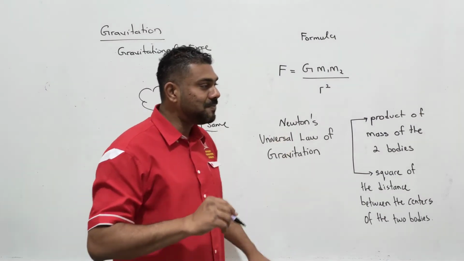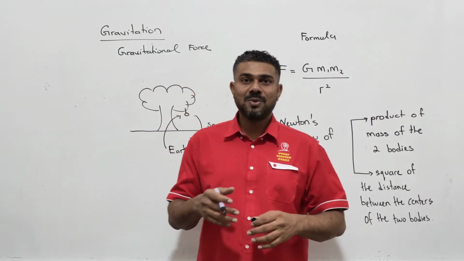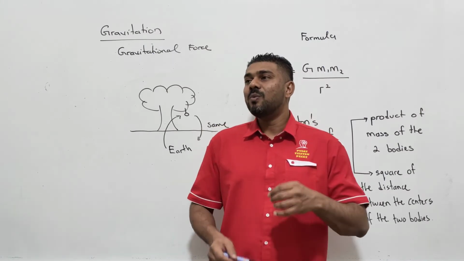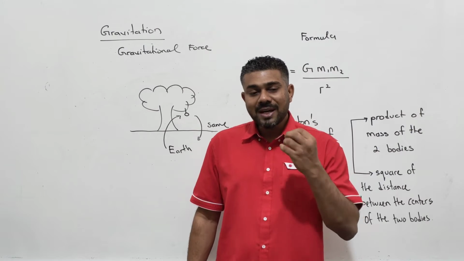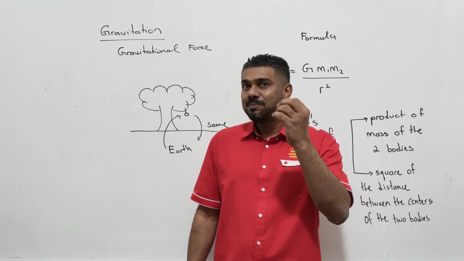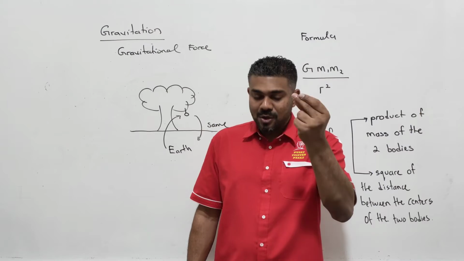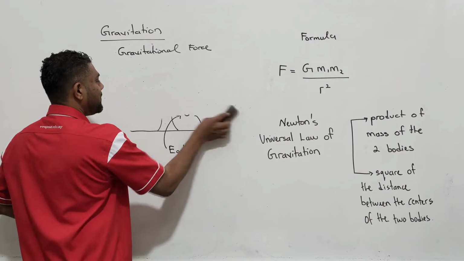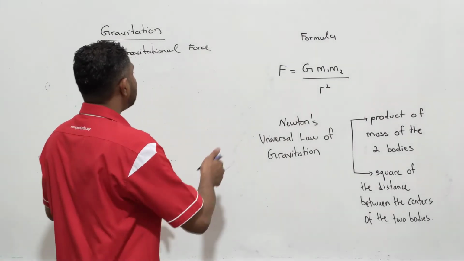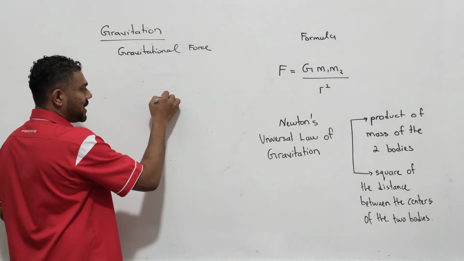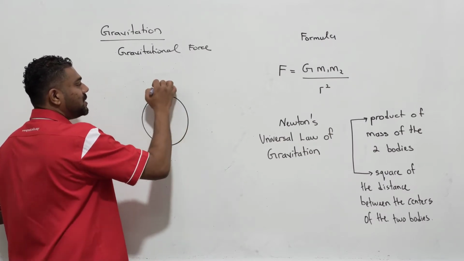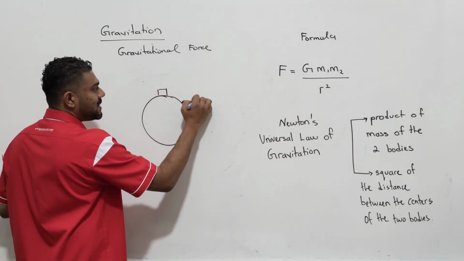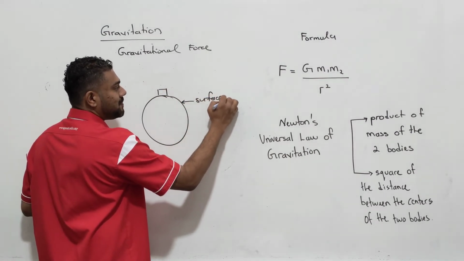But I'm not done yet, guys. Remember I told you there's a difference between gravitation and gravity. Now, when you talk about gravity, I'm asking you, what is gravity? Gravity is the force that pulls objects with mass towards the center of the Earth, isn't it? Let's just say this is planet Earth, and you have an object on the surface. So this is the surface of planet Earth.